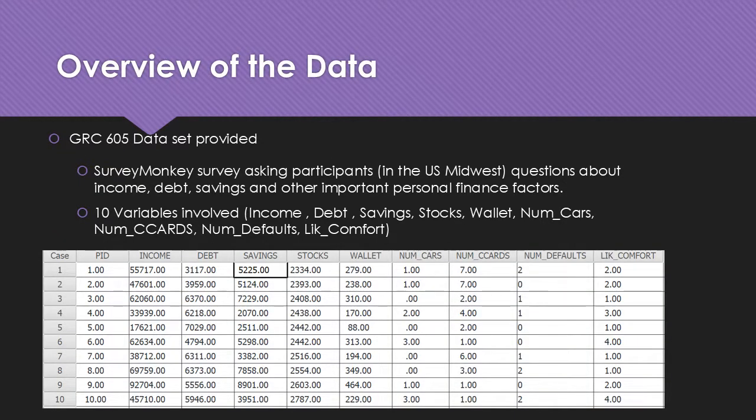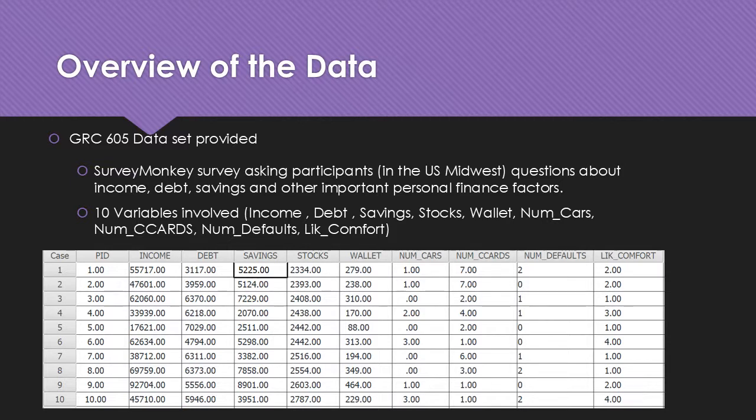We will again be looking at the same set of data provided by California Intercontinental University. The GRC 605 dataset is comprised of a distilled version of an actual SurveyMonkey survey delivered to a population located in the U.S. Midwest, asking questions about their personal finance situation. There are 10 variables total which make up this data: income, debts, savings, stocks. And here's where we begin the variables which require further clarification.